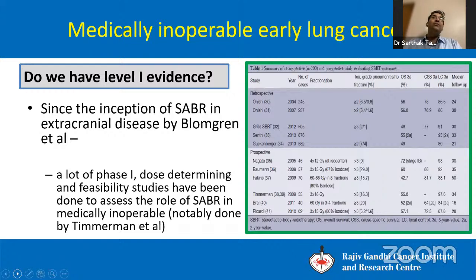So there was a lot of question regarding whether we have level 1 evidence for SABR in comparison to conventional radiotherapy, and we didn't have that data. Though the intuitive thought process suggested that doing SABR in early lung cancer tumors was better, we still had only phase 1, phase 2 data before the outcome of this trial.